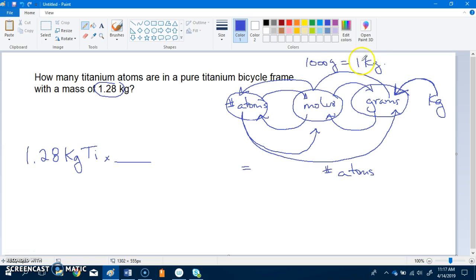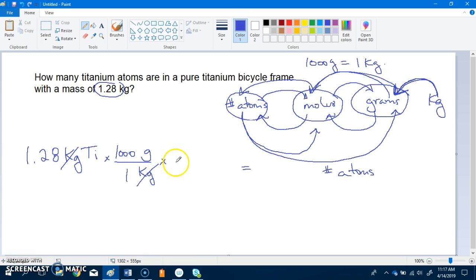When I do this as a fraction, I'm going to put kilograms on the bottom in order to cancel out, and then grams on the top, because that's my first conversion. I want to go from kilograms to grams, so whatever unit I want to keep is going to go on the top. So that's going to be 1,000 grams over 1 kilogram. So my first calculation will be 1.28 times 1,000 will give me grams.